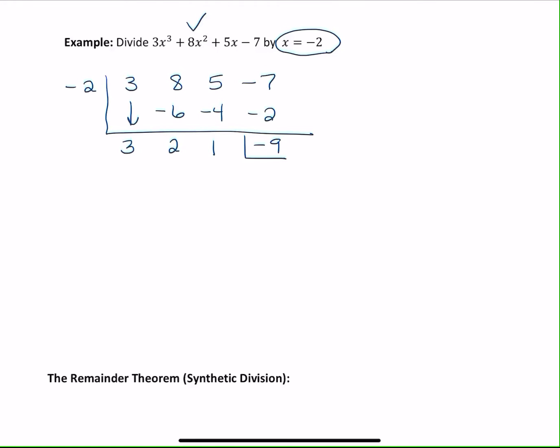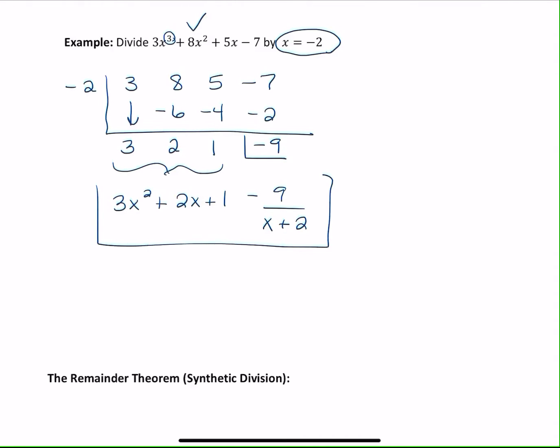So now I started with a cubic, I factored out a linear, so I've got a 3x squared after I've factored out 1x: 3x squared plus 2x plus 1 with a remainder of negative 9. And you can do minus 9 over x plus 2, because remember you've got to turn that back into a factor, or you can do plus a negative 9 over x plus 2. It doesn't matter. Both of those are equivalent. So that's your answer there.